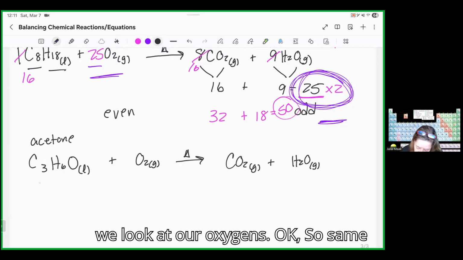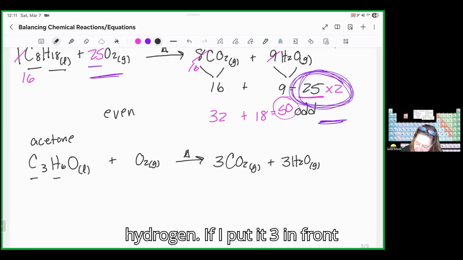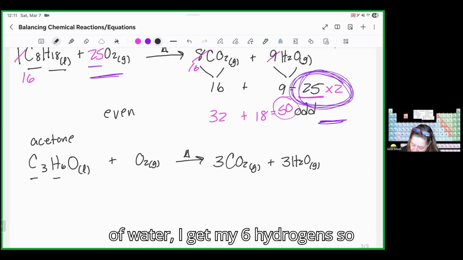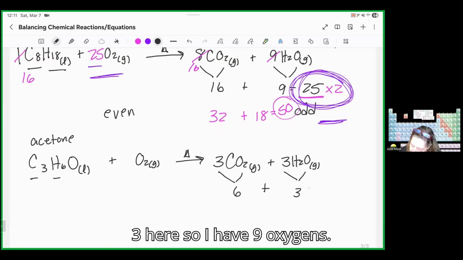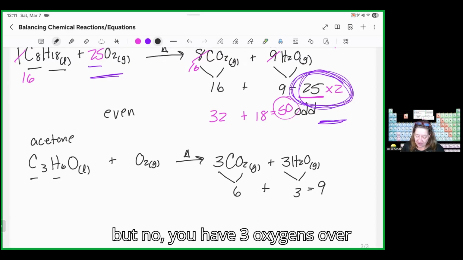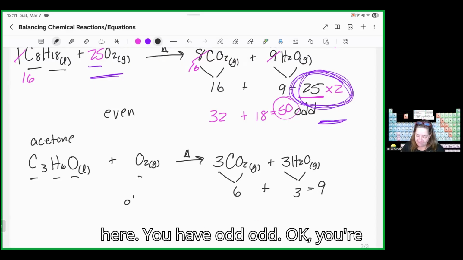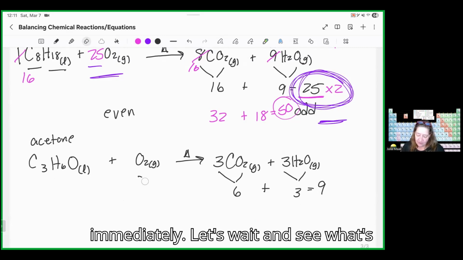Okay, so same process, carbon first. So 3 carbons. Hydrogen, if I put a 3 in front of water, I get my 6 hydrogens. So now I have 6 oxygens here, 3 here, so I have 9 oxygens. So you might be thinking, even odd. But no, you have 3 oxygens over here. You have odd, odd. Okay, you're not going to go doubling stuff immediately. Let's wait and see what's happening here.